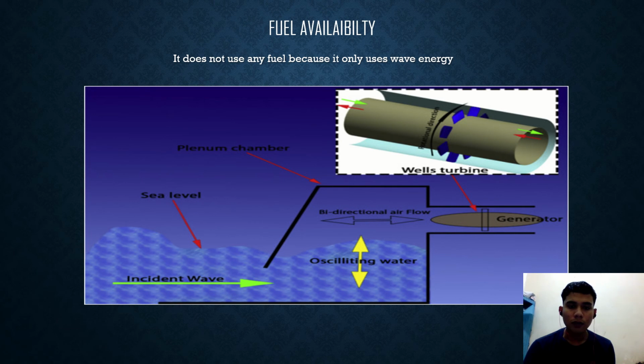Now I want to talk about fuel availability. It does not use any fuel because it only uses wave energy. So, we can see there is a sea level, an air chamber, and a generator. When the wave energy hits the well turbine, it will make air power and spin the turbine.